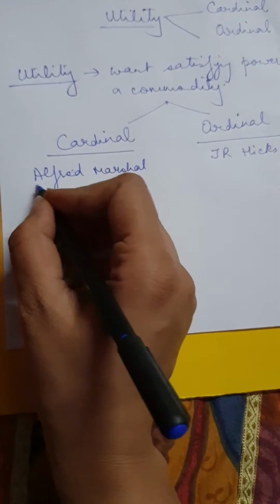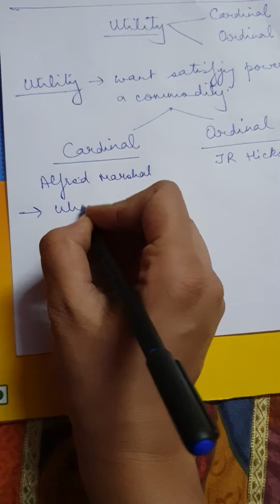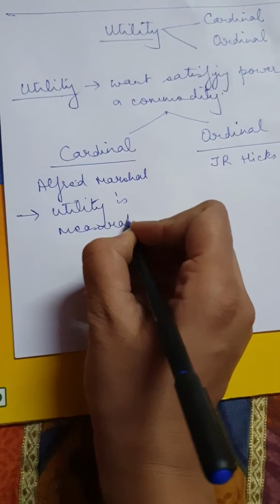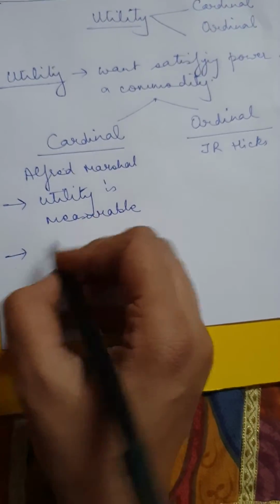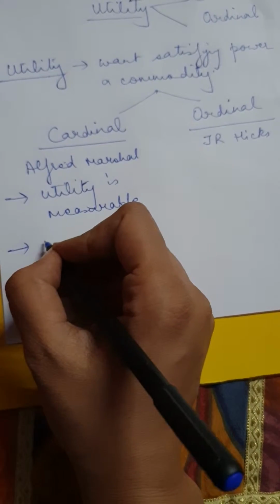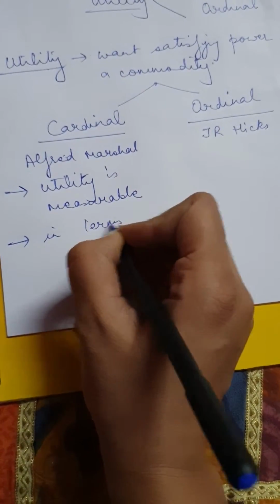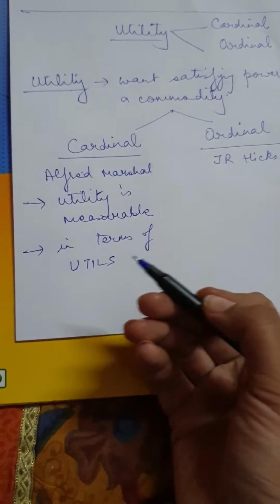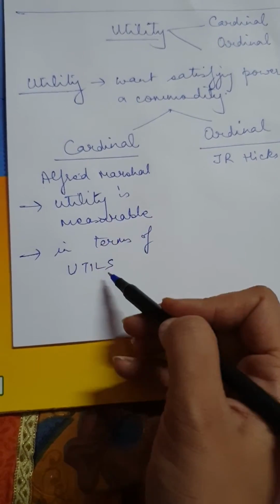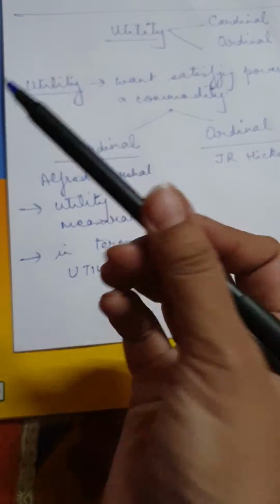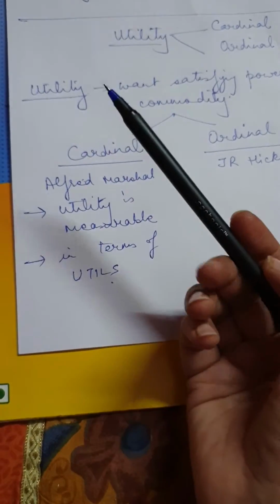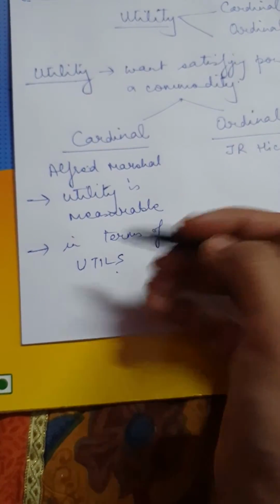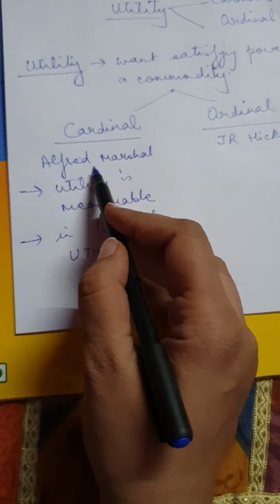Under the cardinal approach, Alfred Marshall says that utility is measurable. That means we can measure the utility. And the unit which he gives, it is measurable in terms of utils. For example, when we measure milk, it is in liters. So when we measure utility, it is in utils. Now, according to Alfred Marshall, if I am writing from this pen, what do I get? I get some satisfaction. Let's suppose I am getting 10 utils of satisfaction. This was given by Alfred Marshall.